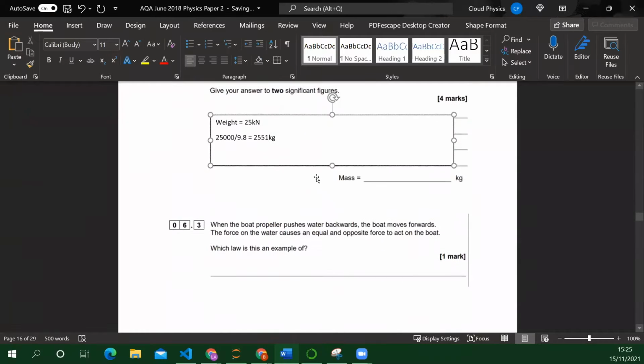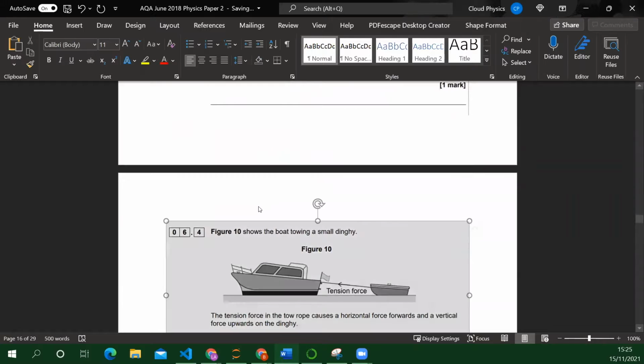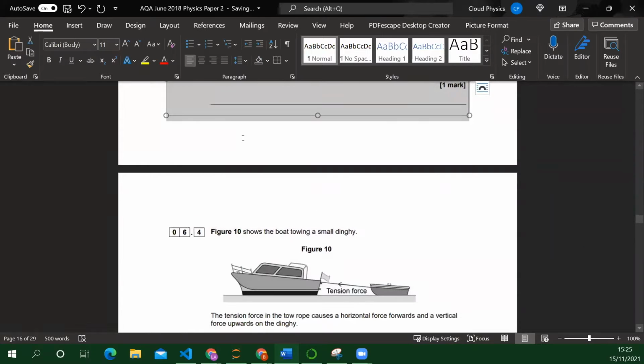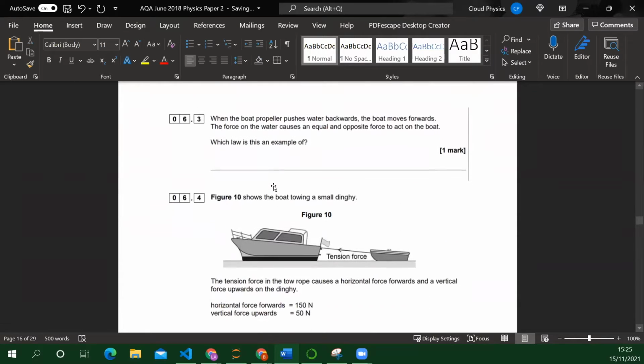It's a bit of a funny question, that one, because it had a diagram which didn't look like it was part of the actual question, because it was further down the page. You just had to look for it in the actual paper.